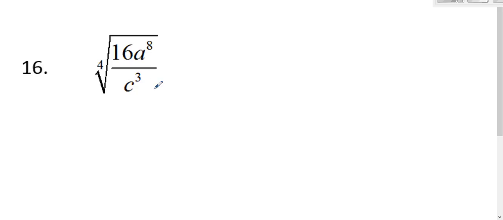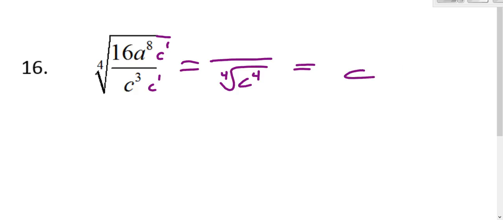This time it's a fourth root, so we need a perfect fourth power in the denominator to rationalize it. So since we have a c to the third power, if we just had one more c inside the fourth root, then we would have a perfect fourth power. So as long as we multiply it to the denominator and the numerator, it'll work out. So our denominator now is c to the fourth, and the fourth root of a fourth power is just c.